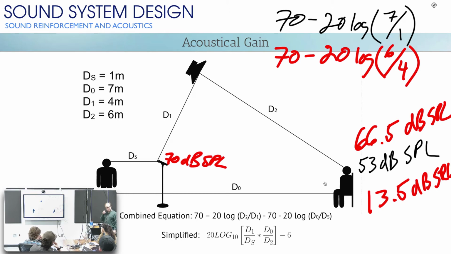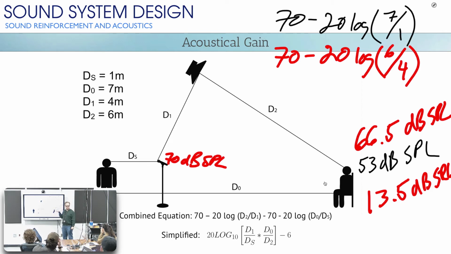Now, what is true is potentially, the variable we're not considering is how loud does it need to be at the listener? What is the SPL target? What are we trying to accomplish here? And it might be that if that person talked louder, then there would be more sound getting to the listener without you showing up, right?